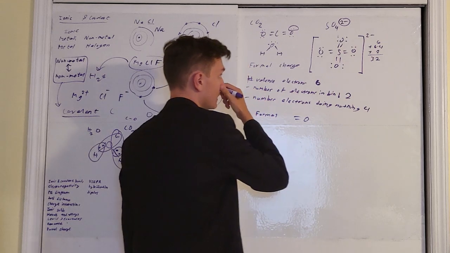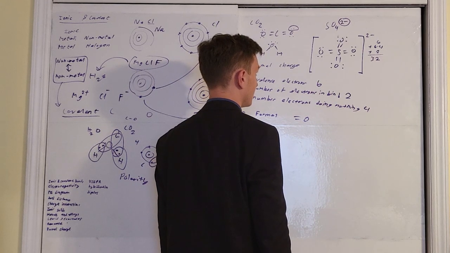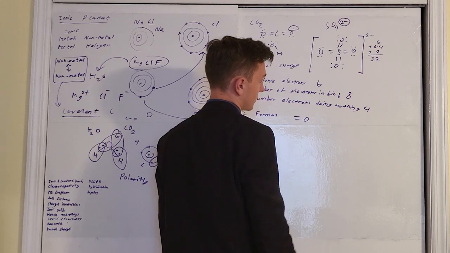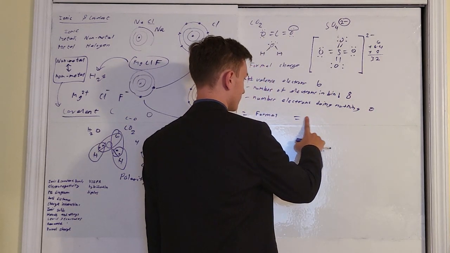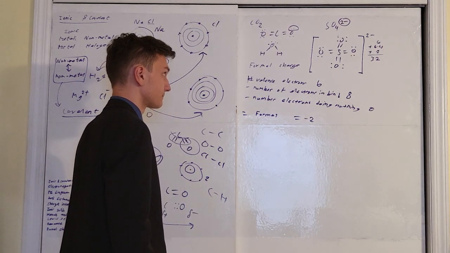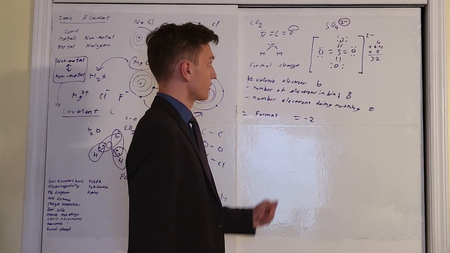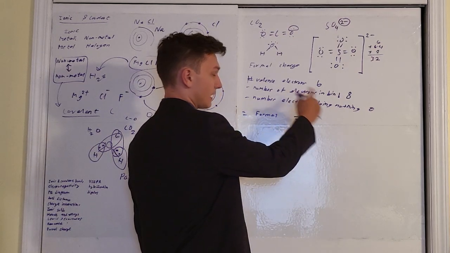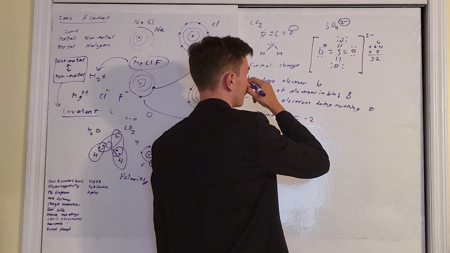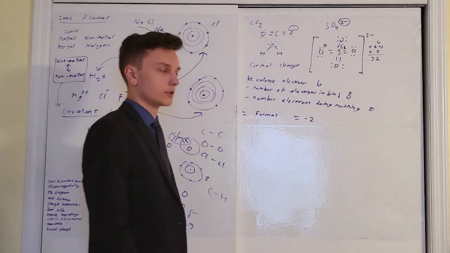Let's take a look at sulfur. Sulfur has, again, 6 valence electrons. Number of electrons participating in a bond: 1, 2, 3, 4, 5, 6, 7, 8. 8. Number of electrons doing nothing: 0. Formal charge, minus 2. Okay. So that also needs to be written in our Lewis structure. So, in this Lewis structure, we determined oxygen has a formal charge of 0, so we would write a 0 next to the oxygen. We determined sulfur has a formal charge of negative 2, so we'd write a negative 2 next to the sulfur. And you do that for all of the atoms in the Lewis structure.